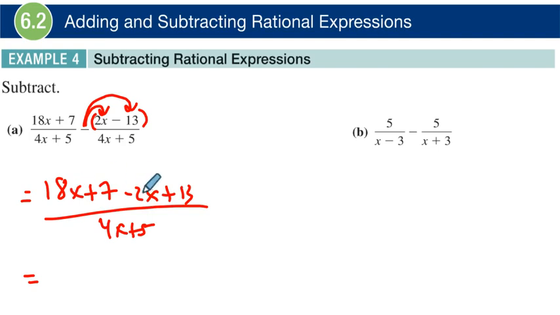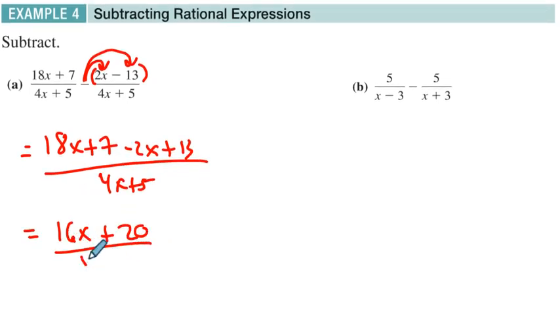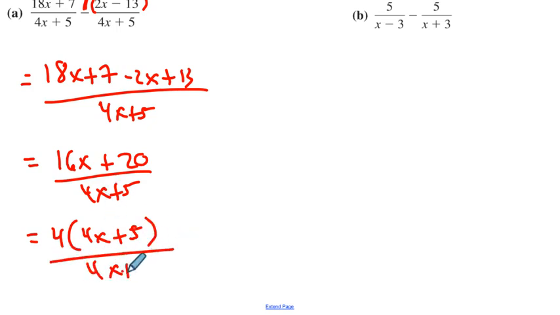Simplifying this here, 18x minus 2x is 16x, plus 20. Okay, and that'll be all over 4x plus 5. We don't ever want to stop there. If something can be simplified and factored, that'd be great. So let's factor out a 4 in the numerator, and I'll get 4 times 4x plus 5 in the numerator, and then we have the exact same thing in the denominator.